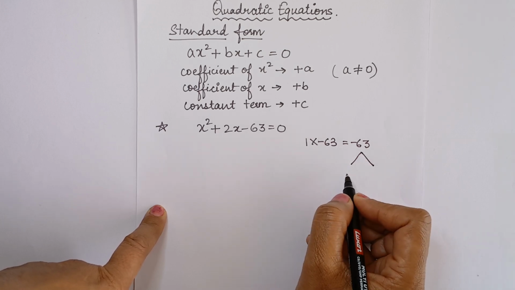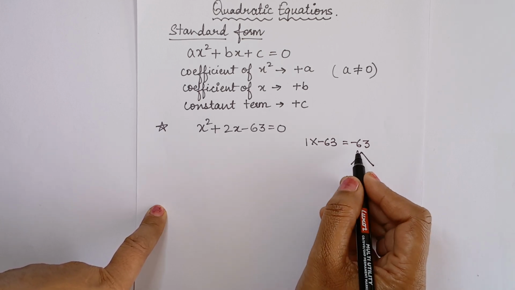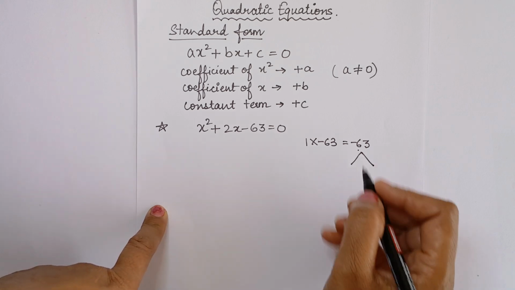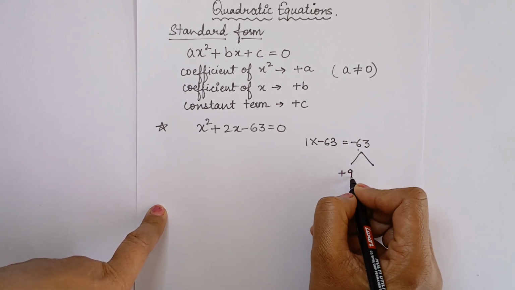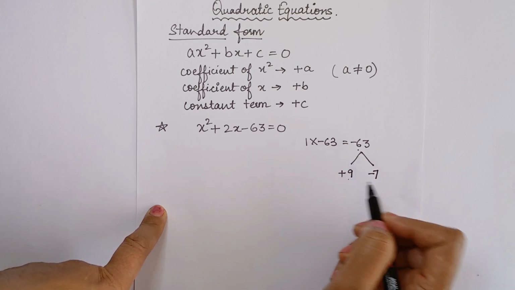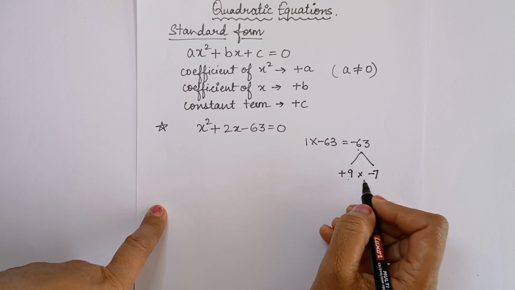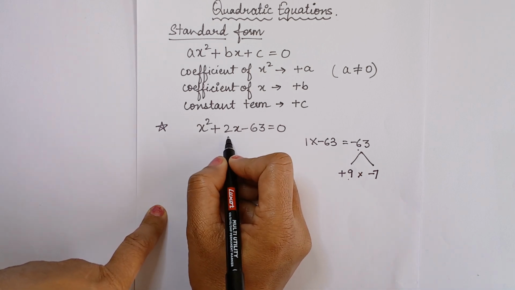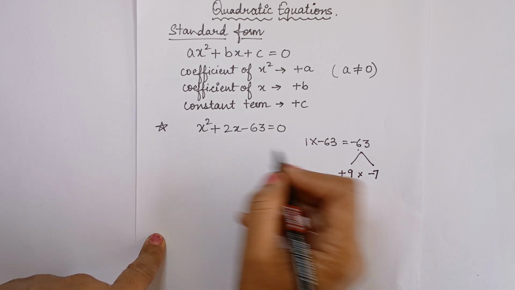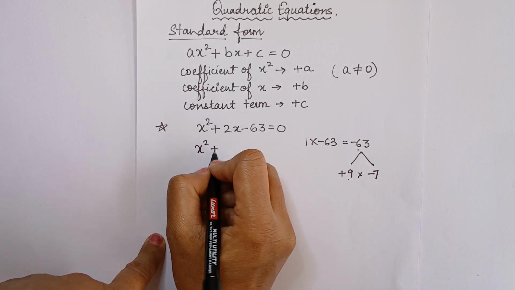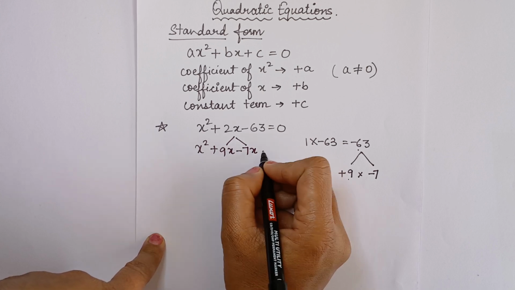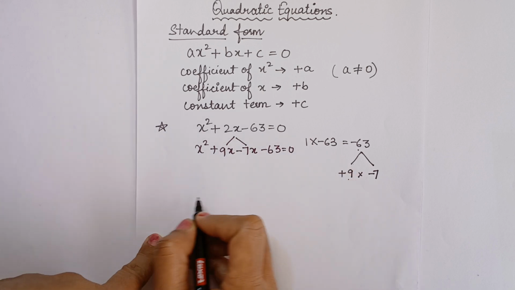Now I need two numbers whose product is minus 63, but whose addition or subtraction is 2. So these two numbers are plus 9 and minus 7. 9 and minus 7 will give minus 63 when I multiply these two, and when I add these two, I will get plus 2. This method is known as splitting the middle term method, as we are going to split the middle term here, 2x, as 9x minus 7x, minus 63 is equal to 0.